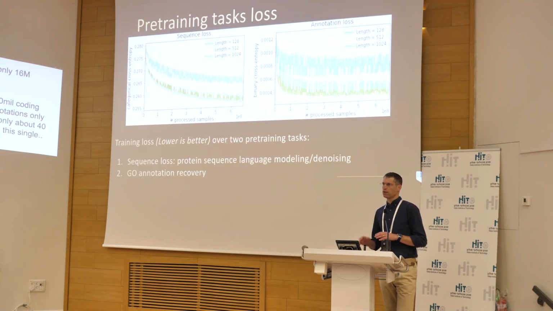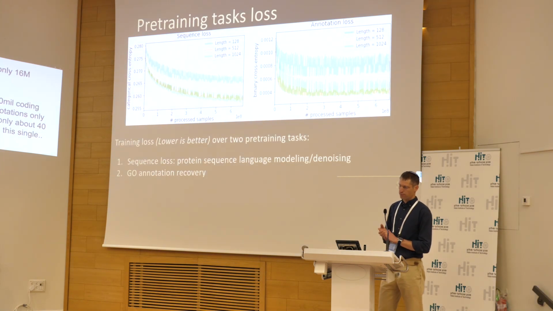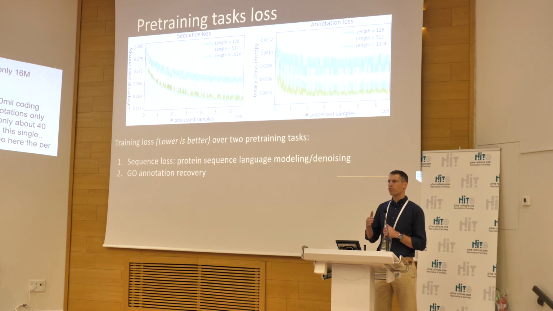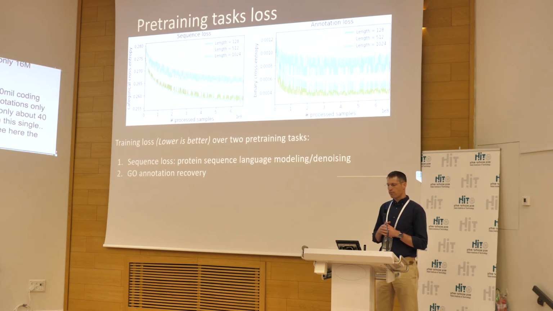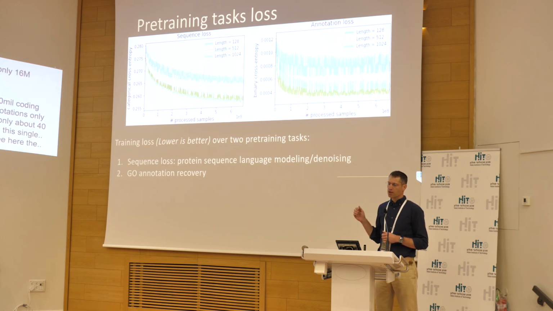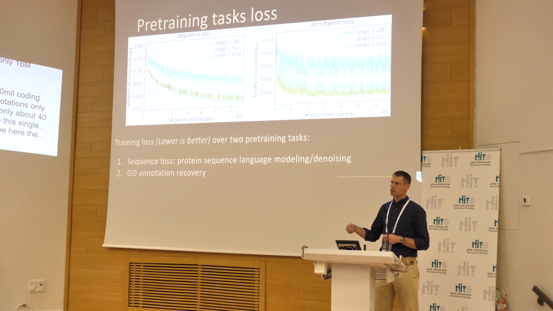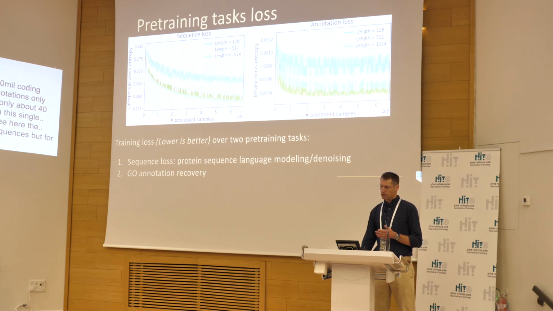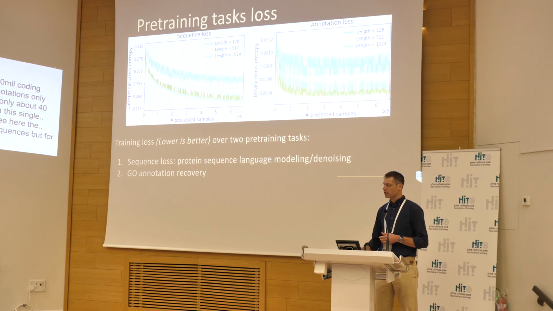So you can see here how the performance changed for different numbers of iterations, or number of sequences that was trained. So for recapturing the sequence, more sequences help to increase the performance. But for the annotation, for GO annotation, it converged very fast.